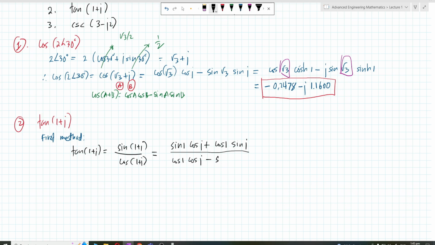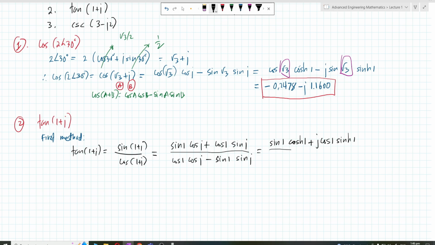Okay, so sine of 1 and then the sine of j. Then let's write the cosine and sine of j, and take out the j's. So what will happen? Sine of 1, the cosine of j is the same as the cosine hyperbolic of 1, plus, as is, cosine 1, and the sine of j is the same as sine hyperbolic of 1 with a j.